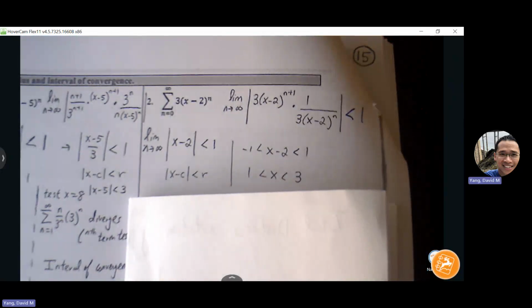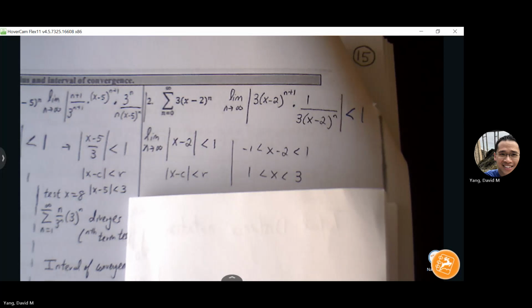Okay, there's my a sub n plus 1 divided by a sub n. My series does not have a fraction, so that makes it easier. I can just put them over each other. No n's to cancel out. X minus c is less than r. My radius is 1. My potential interval of convergence is from 1 to 3. So I need to plug in 1 to see if that converges or diverges, and plug in 3 to see if that converges or diverges.